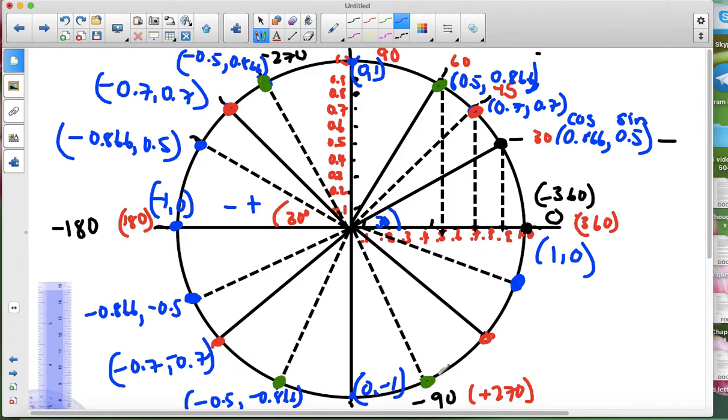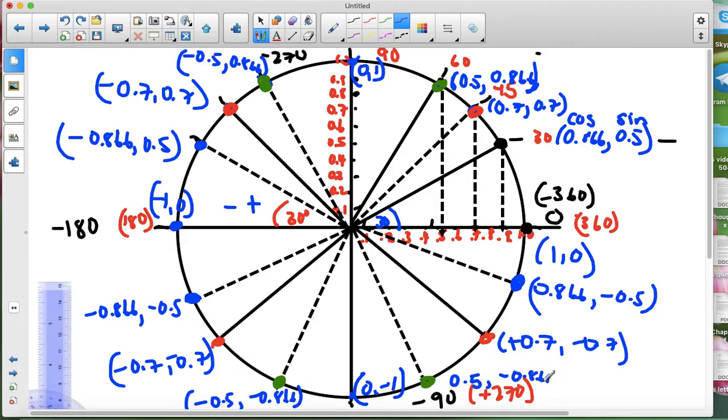Of course, on this side, the positive is the x. So for the 30 degrees, it's going to be the same as this, but it's going to be 0.866 and then negative 0.5. For the red one, which is the 45, positive 0.7 and negative 0.7. And of course, down here, it's going to be positive 0.5 and negative 0.866. So that's basically how you get to know all the coordinates of the circle.